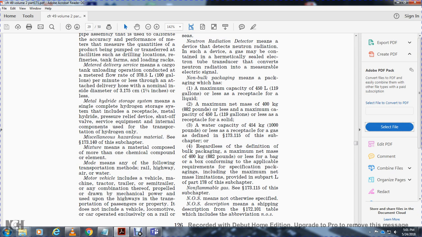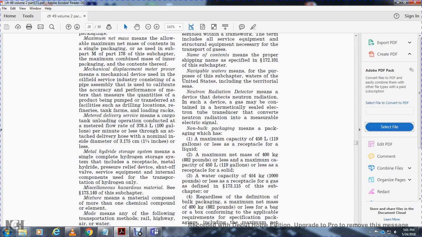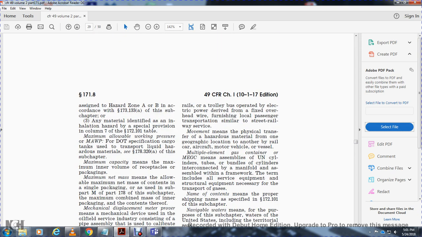It does not include a vehicle, locomotive, or car operated exclusively on a rail or rails, or a trolley bus operated by electric power derived from a fixed overhead wire, furnishing local passenger transportation similar to street railway service. Movement means the physical transportation of a hazardous material from one geographical location to another by rail car, aircraft, motor vehicle, or vessel.